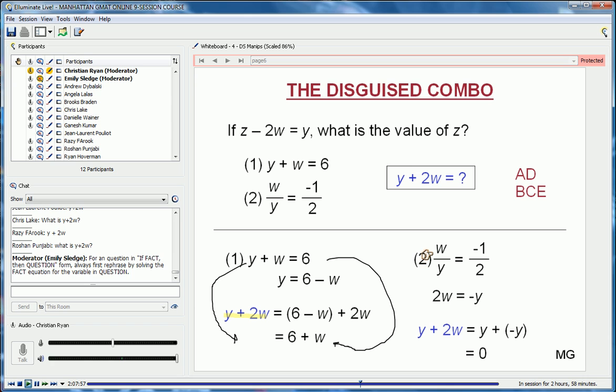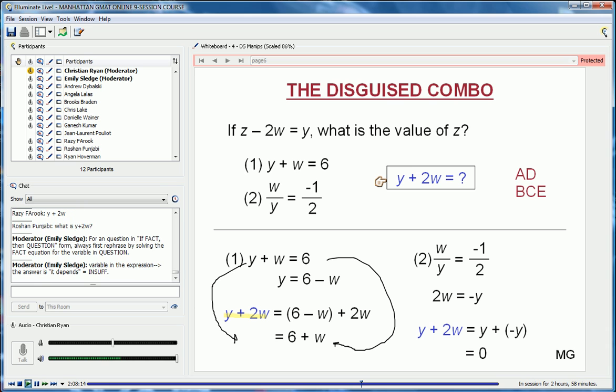Now here, I cross multiply and I find 2w equals minus y. You can plug in, or you could add y to both sides, and you get that y plus 2w equals 0, which is not expected when you look at this. Doesn't really look like something that will force that to be a single number, but in fact, it will be.